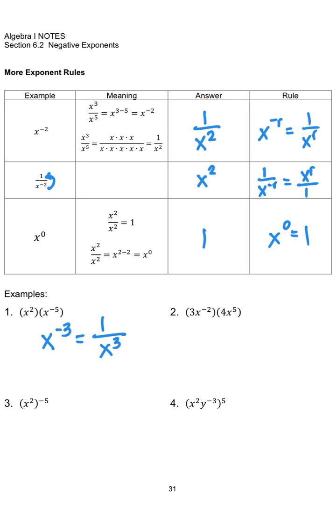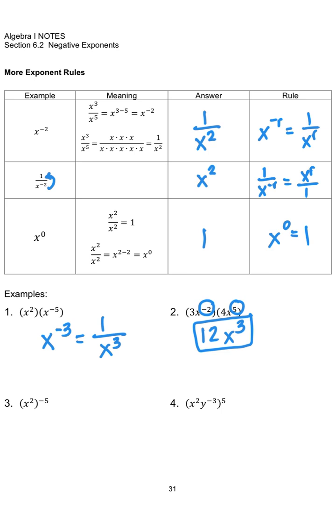Now let's go ahead and do number 2. We have 3x to the power of negative 2 times 4x to the power of 5. So 3 times 4 is 12. Now we have negative 2 plus that 5 gives us 3. 12x to the power of 3.